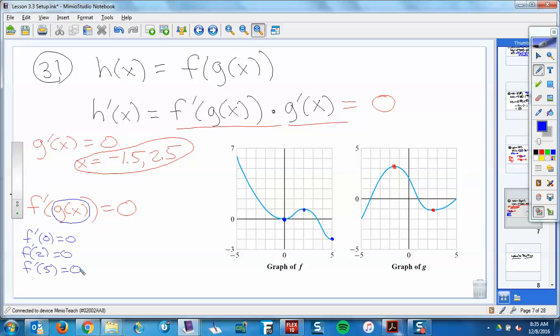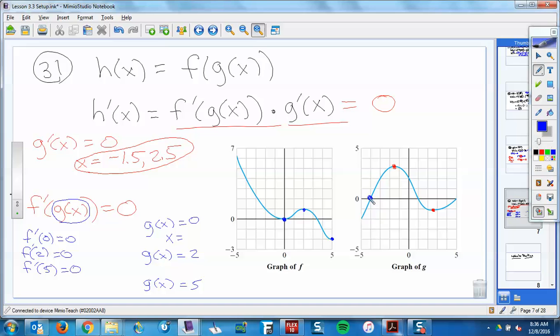But what's in the parentheses? So we need g of x to equal 0, or we need g of x to equal 2, or we need g of x to equal 5. In other words, the way a composite function works is the outputs of this one are the inputs of this one, right? So we need the outputs of this to be the inputs for my f prime. Well, my inputs for f prime need to be 0, 2, and 5. So we need the outputs of g to be 0, 2, or 5. Well, where does g have outputs of 0?